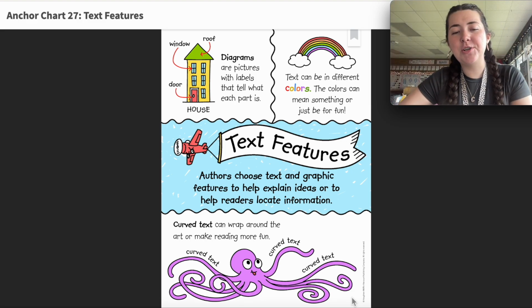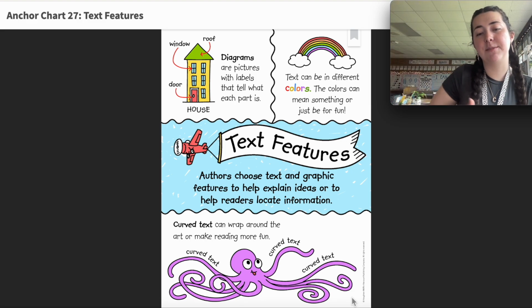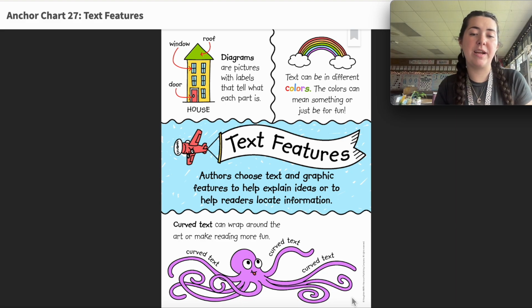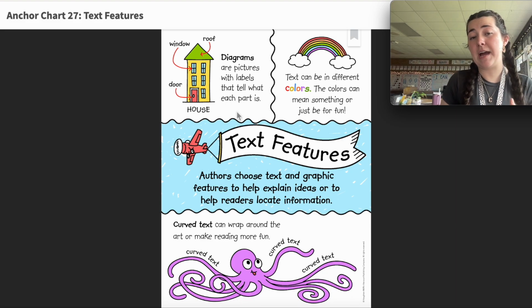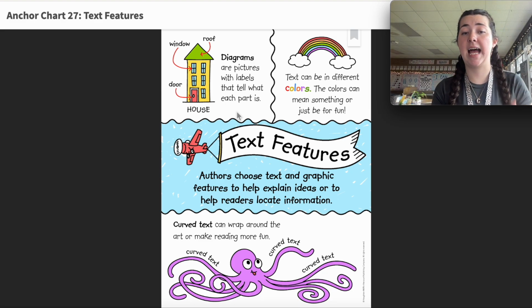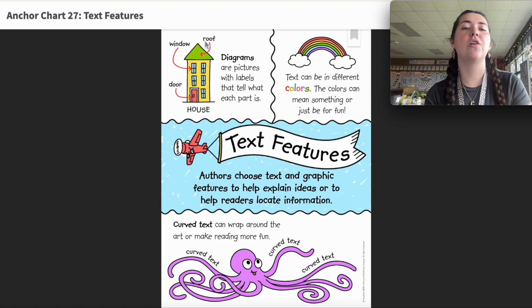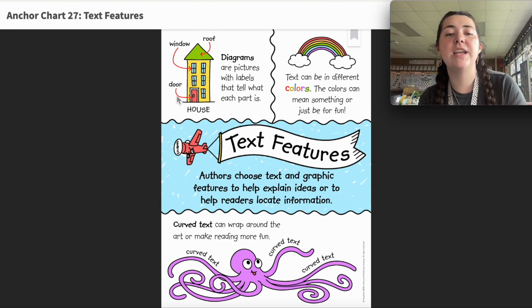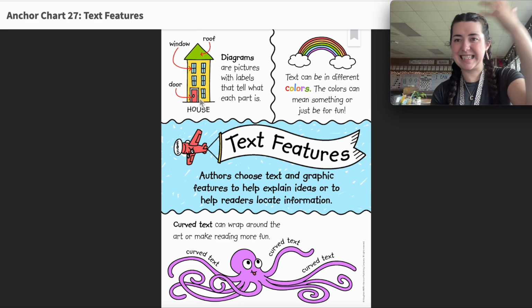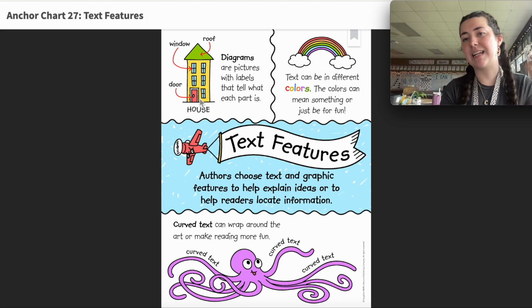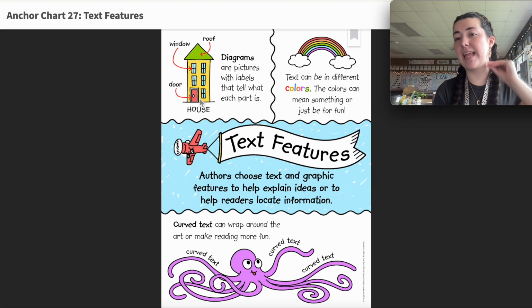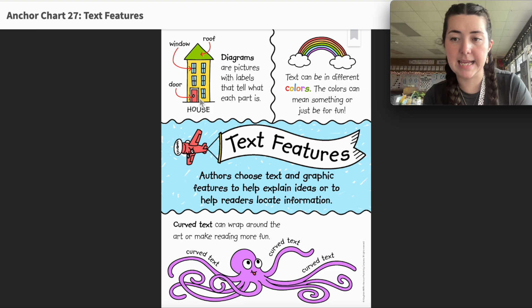Authors choose text and graphic features to help explain ideas or to help readers locate information. For example, diagrams are pictures with labels that tell what each part is. That is one example of a text feature. A roof, a window, or a door is labeling the parts of this picture. That's a diagram. It's a picture with labels to show you what each part is.